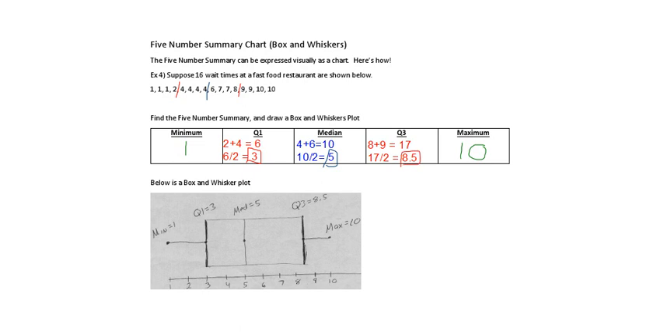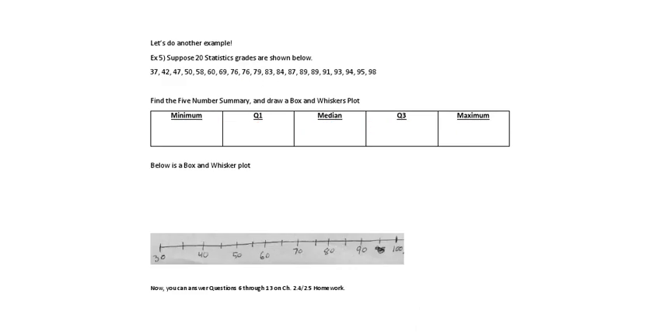Well, notice the picture. I put a dot at minimum and maximum, and then I put lines for Q1, median, and Q3, and kind of connected together like a box. All right, let's take a look at our next example. We'll do one more together. 20 stat classes are shown. Let's find the 5-number summary.